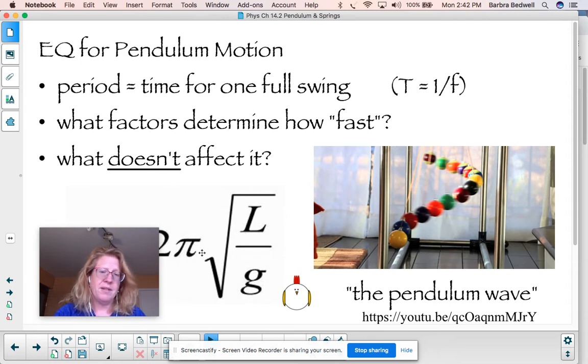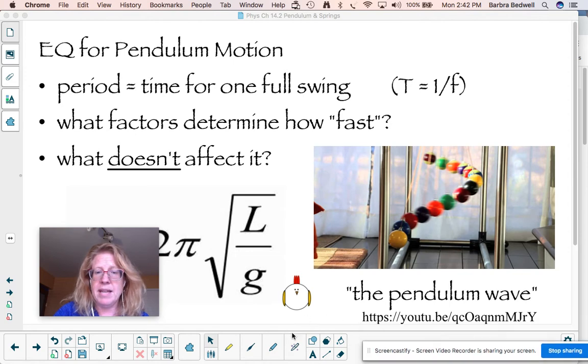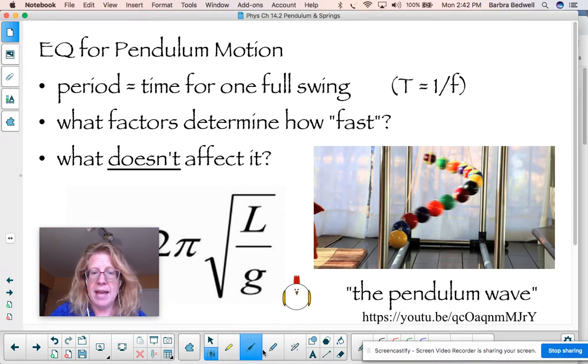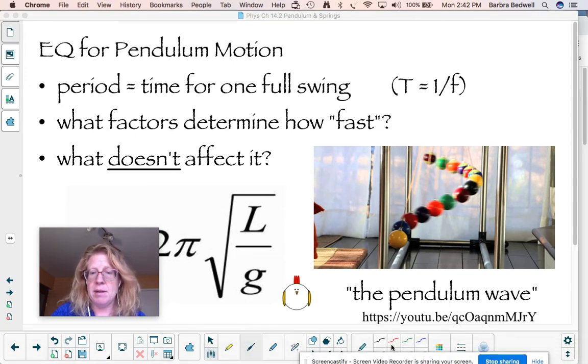It's kind of complicated looking. I'll move my picture here out of the way in just a second. Number one, again, the definition here is what the term period means. The word period here means time for one full swing. So again, that is an out and back, and that's an important thing to make sure that we've got in there.